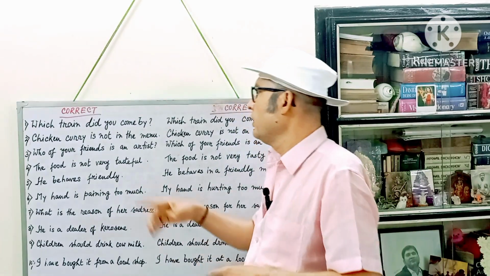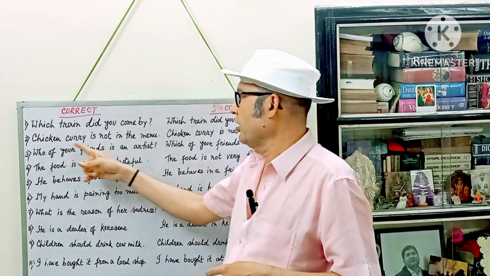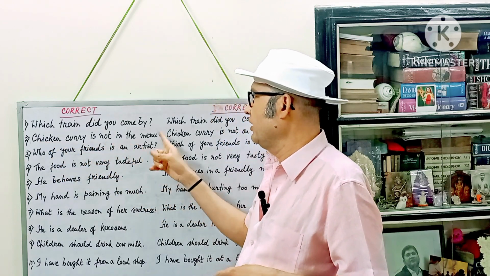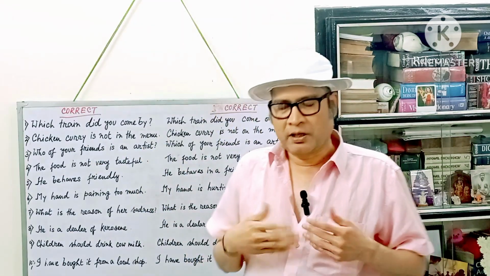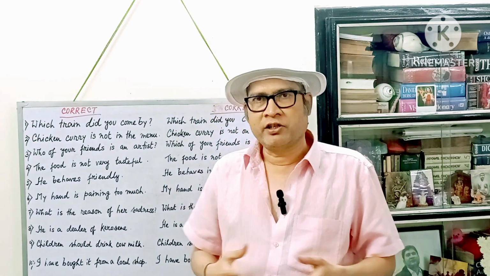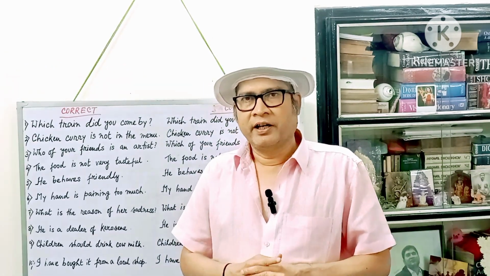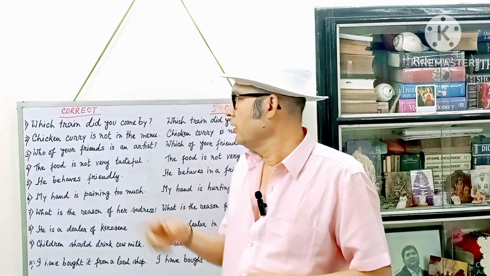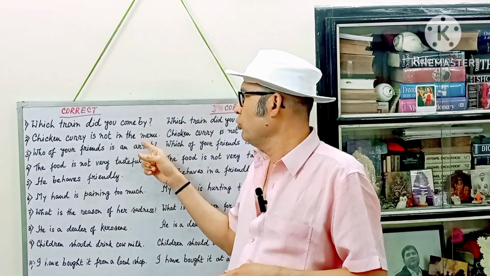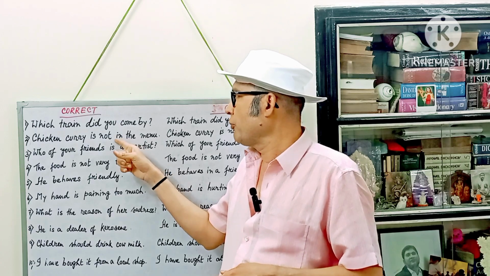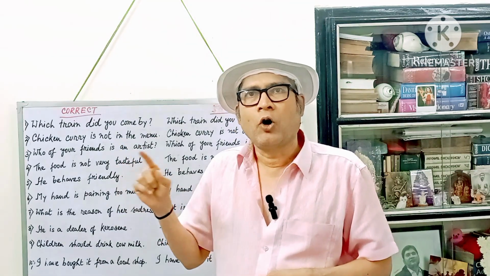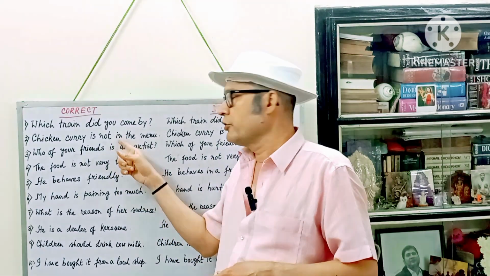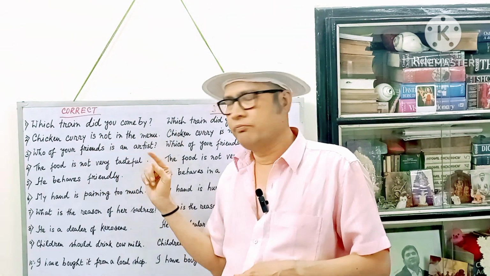Okay? Number 2: Chicken curry is not in the menu. Say your guest is asking what is there in the menu. That's the wrong sentence. Why? Because before menu, the preposition used is always on, not in. So it is a prepositional error.